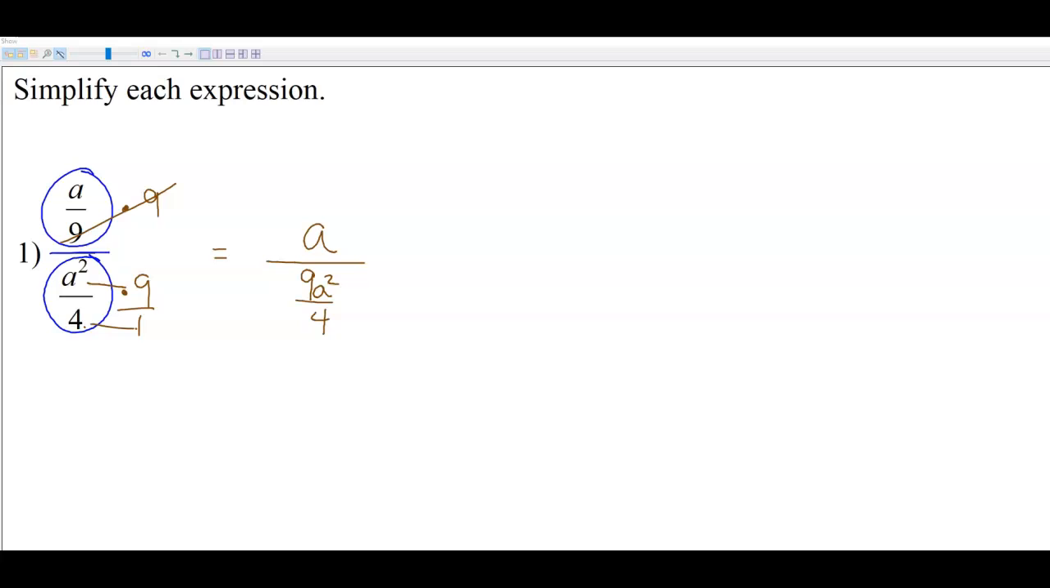So I still have a complex fraction, so now I get to repeat this process. Here's the numerator of the big fraction, and here's the denominator of the big fraction. And I want to get rid of the little denominator. So I'm going to multiply the top and the bottom now by 4. And that will cancel that 4 out there. And on the top, it's going to leave me with 4a. And on the bottom, it's going to leave me with 9a squared.